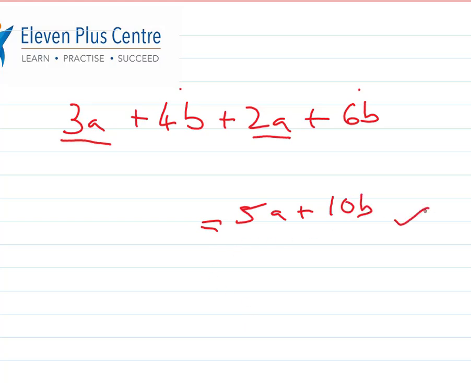Okay, so this is our answer. Now there's no need to simplify this, although we can, but this is our answer because this summarizes this. Okay, it's a bit of a jump from thinking about apples and bananas to just letters. So let's have a look at a few more examples.